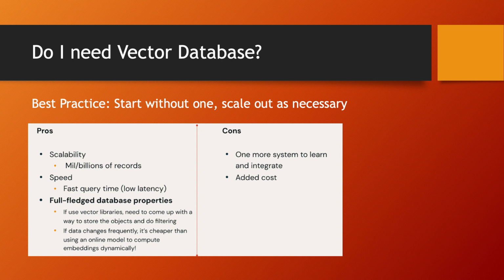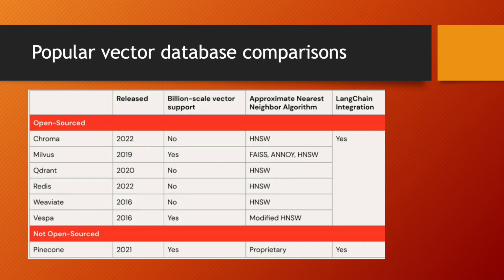So, if you're asking the question, do I need vector databases? Here are some recommendations. The best practice is start without one and scale out as necessary. The pros would be scalability (millions, billions of records), speed (fast query time, low latency), and full-fledged database properties. If you use vector libraries, you need to come up with a way to store the objects and do filtering. If data changes frequently, it's cheaper to use an online model to compute embeddings dynamically. The cons would be one more system to learn and integrate, and added cost.